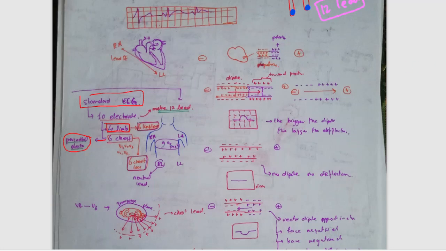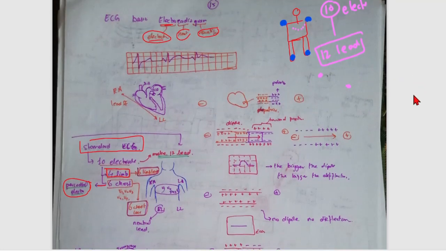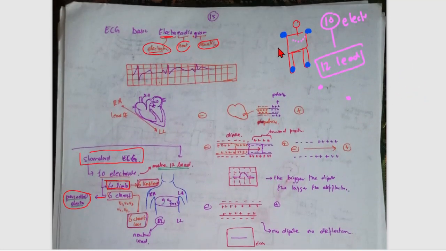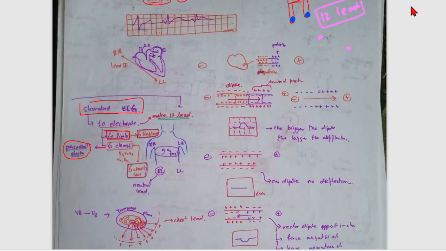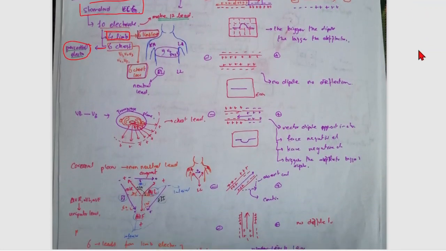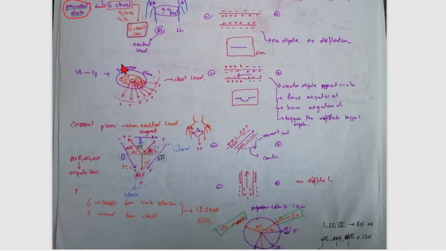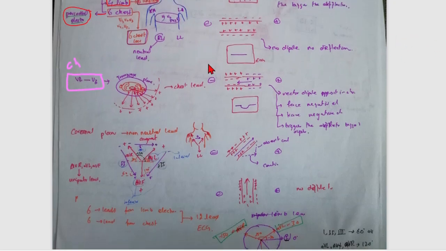So what is a lead? You have to understand that a lead is something that measures the potential difference between two points. So how is it created? The limb leads are actually six limb leads. The chest leads are V1 to V6, and they create only six leads: six chest electrodes and six leads.